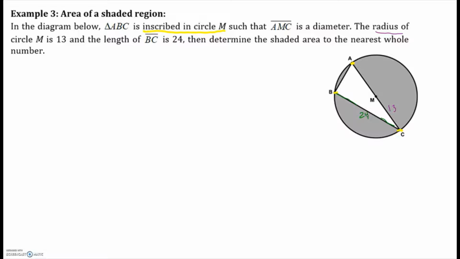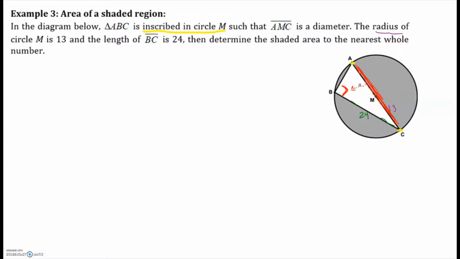So again, the thing that we need to know is that when I have an inscribed angle, which is this one right here, angle B, when it's inscribed to a diameter, which is all of this, it's always going to be a right angle, right? So if I have a triangle inscribed in the circle, and one side is a diameter, the angle across from it, in this case angle B, is always going to be a 90-degree angle.